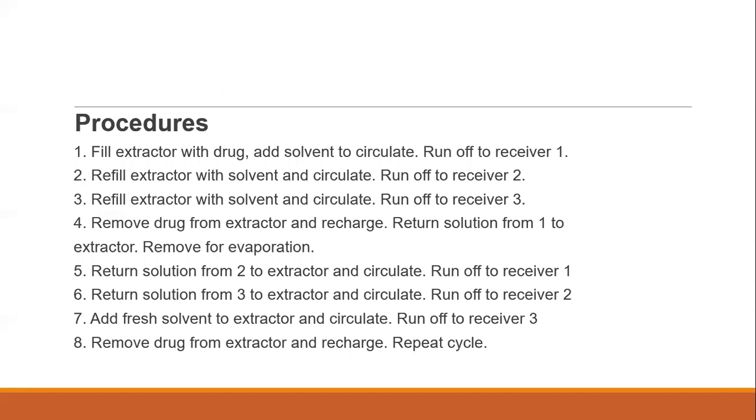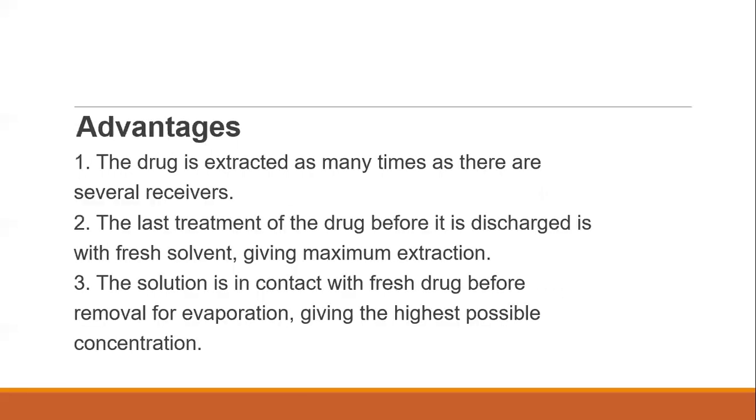Return solution from 1 to extractor, remove for evaporation. Return solution from 2 to extractor and circulate, run off to receiver 1. Return solution from 3 to extractor and circulate, run off to receiver 2. Add fresh solvent to extractor and circulate, run off to receiver 3. Remove drug from extractor and recharge and repeat the cycle. Recharge means you are again separating it, basically.